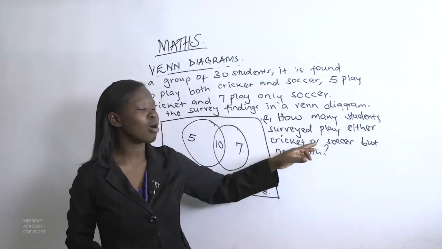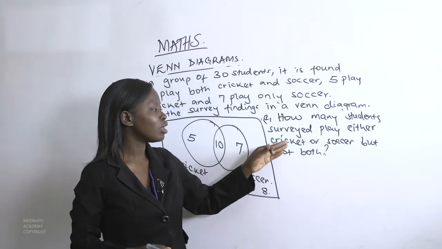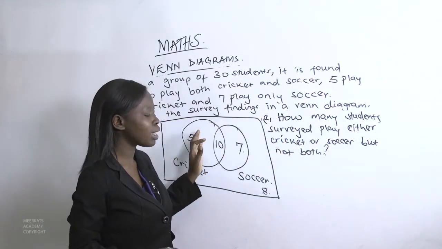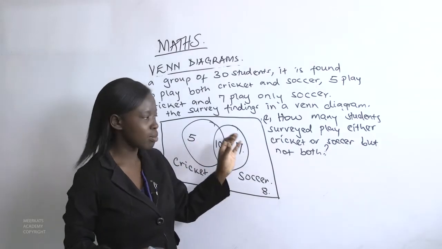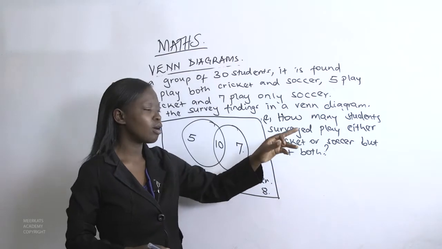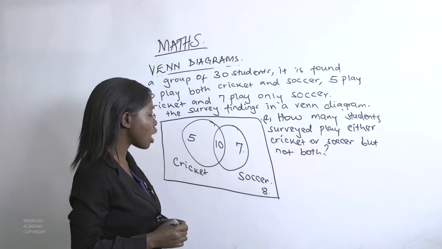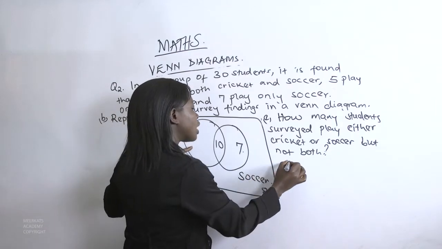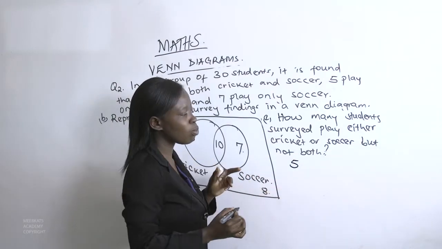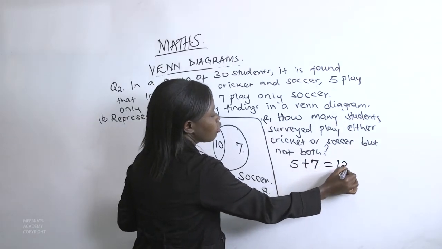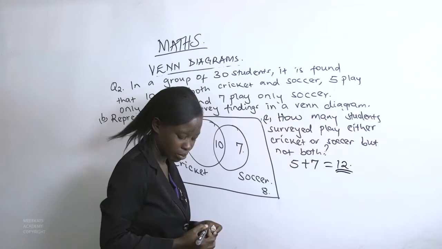So we find that our or is exclusive. So it is excluding those who are playing both of the games. We only need those who are either playing cricket or soccer. So for those who are playing either cricket or soccer, we get that those who are playing only cricket, we have 5. Those who are playing only soccer, we have 7. So in total, we have 12 students.